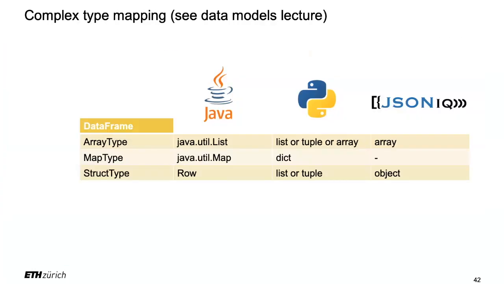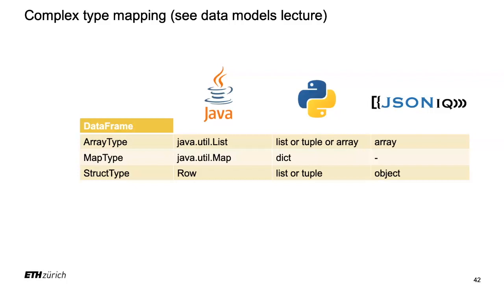So these are the atomic types. These are the complex types. And here you see that struct is basically an object. Array is an array. And then in Java, that would be lists, maps, and rows, and so on. But the correspondence is there. Map type, map is used a bit less. So the ones you really see a lot are array and structs, which correspond to JSON arrays and JSON objects.